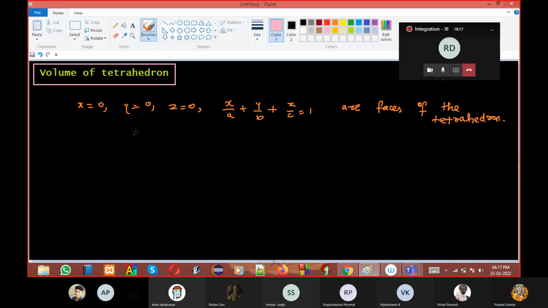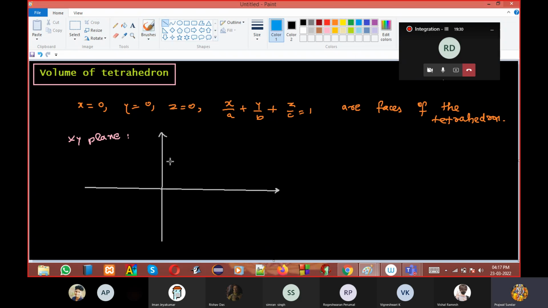What I am doing is I will draw the xy plane alone. In the xy plane, plot the equations first. What will you get? This is x equal to 0. This is y equal to 0. And this equation will be x by a plus y by b equal to 1. Correct? z will be 0. For the xy plane, z is 0, so I put z equal to 0 everywhere. I have removed this. Now this is the triangle which is bounded.